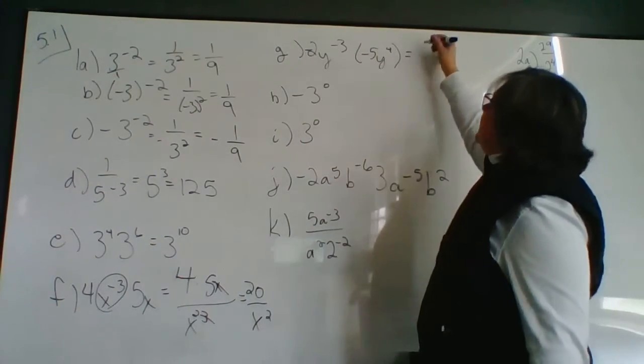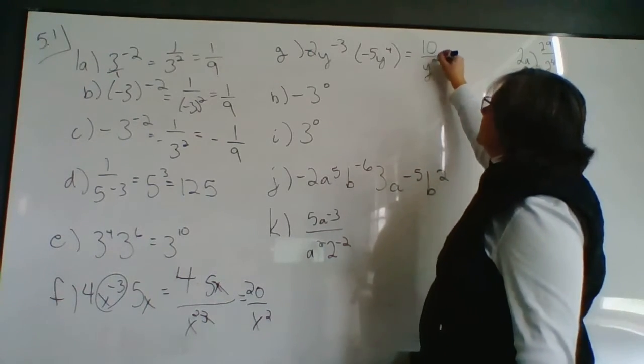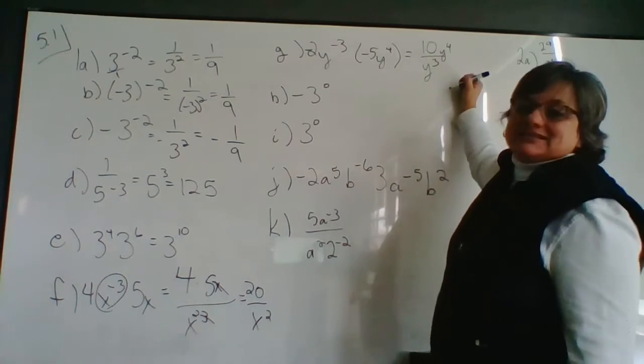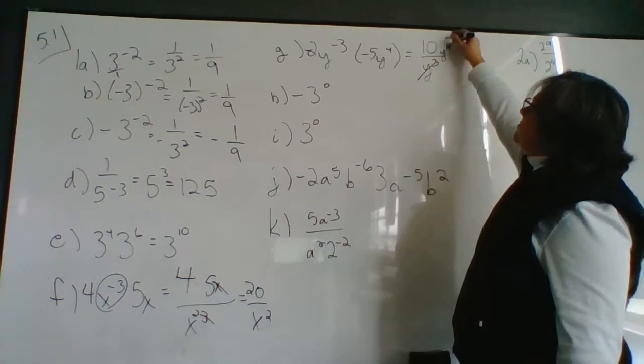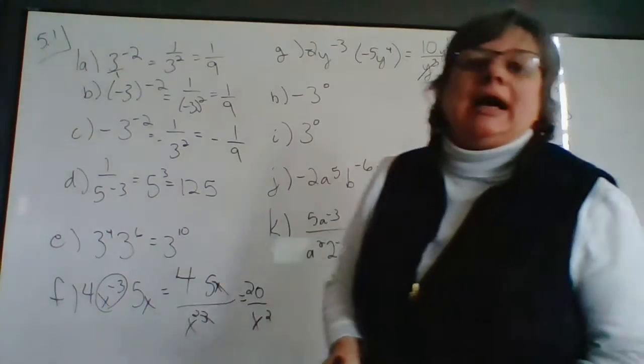-2 times -5 is 10. I have y to the -3. Flip it. Y to the 4th stays. 3 of these, cancel 3 of these, and leave 1. 10 to the y is our answer.